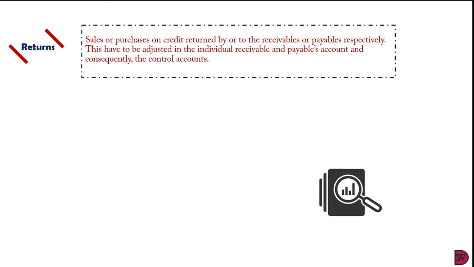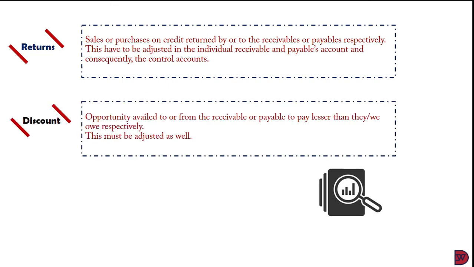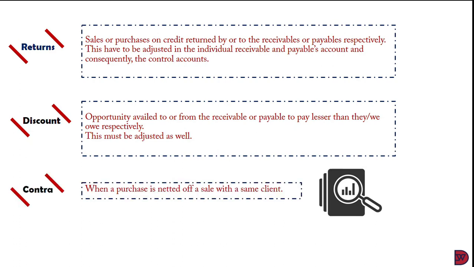Now this has to be adjusted in the individual receivables and payables account and consequently the control account. Discount. So this is an opportunity availed to or from the receivable or payable to pay less than we or they owe, respectively. Contra has to do with one client which we have bought from and sold to. So we use the amount that they owe us to offset the amount we owe them.